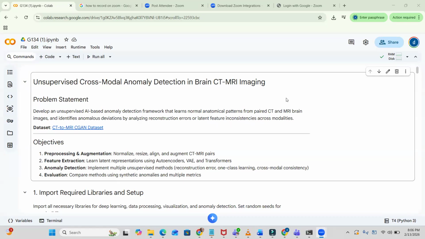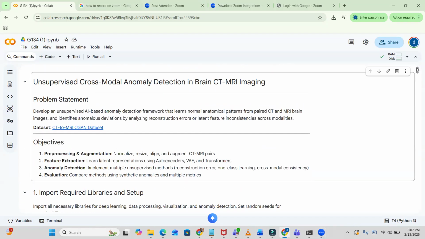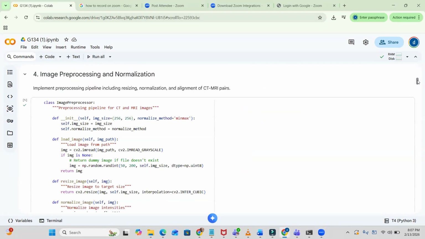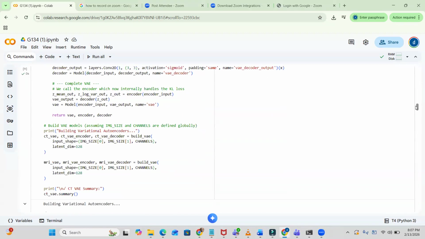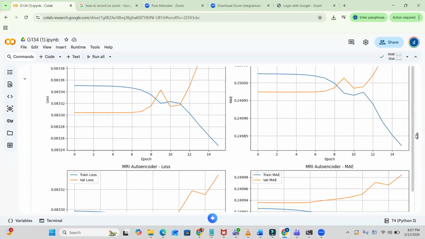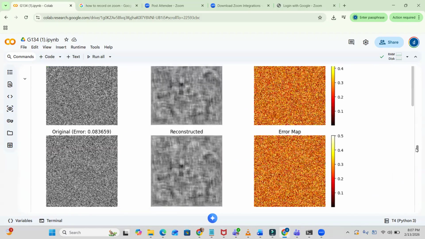We are group number 134, and this is the problem statement that we have selected, where we are doing anomaly detection using CT and MRI imaging. This is our notebook, and there are multiple cells. I have all of my colleagues, we are a 5-member team, and we have worked on this. Each of us will speak about the work done by individuals. I'll just quickly run through this notebook, and you can see that.